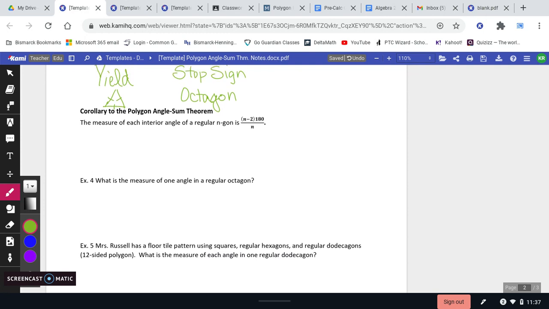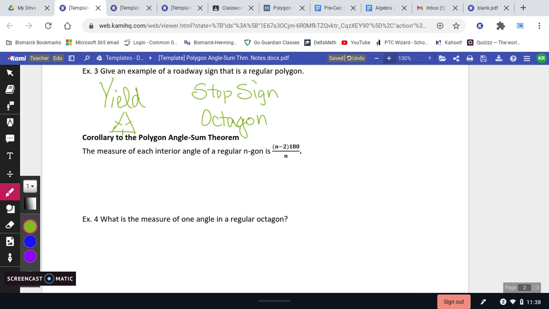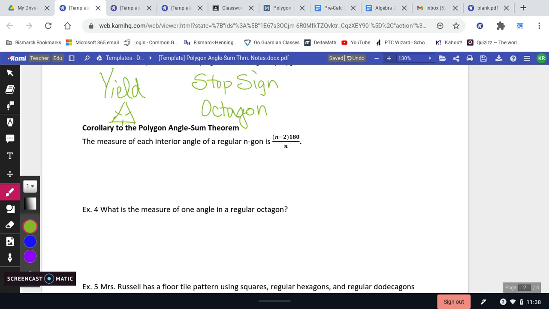Okay, now this is kind of a corollary. It's just kind of like an offshoot of our theorem, our formula that we were using. So you'll notice the n minus 2 times 180. That is how we find the sum of all the angles in a polygon. Okay, but if you only want one angle, you don't want to know all of the angles, it would be n minus 2 times 180 and then divided by n.